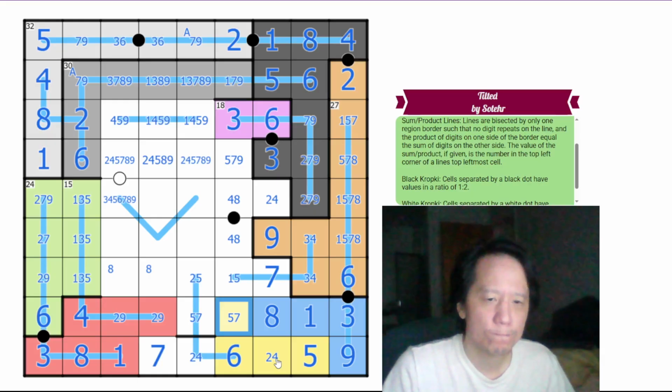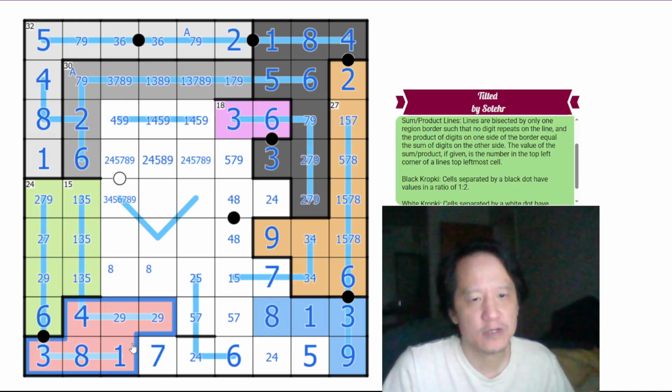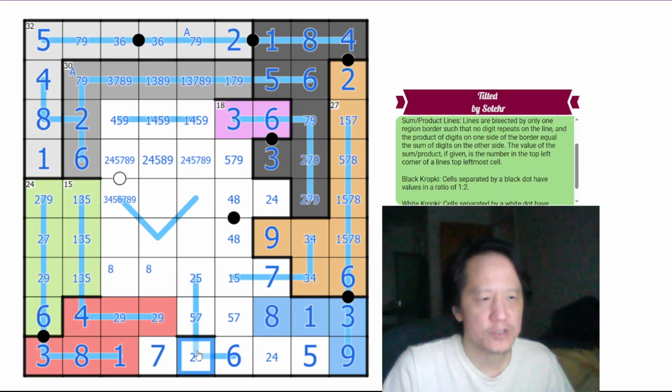Oh, this can't be red. If this were red, it would have to be a 2 or 4, but we already have a 2 or 4 in the red region. So this must go out either this way or this way. So this is either blue or it's a separate region, let's say yellow. So say we try to make this a separate region.